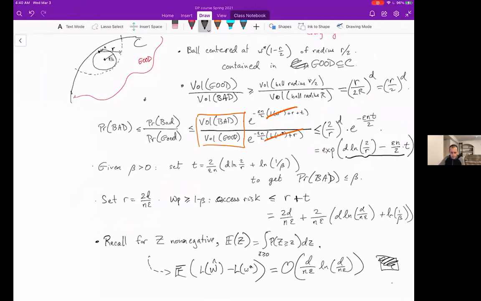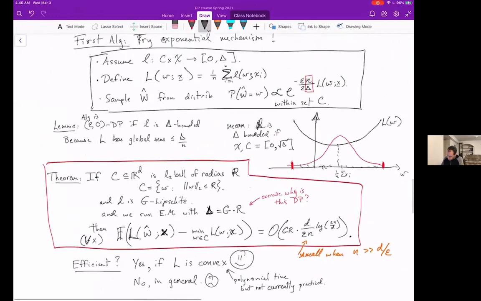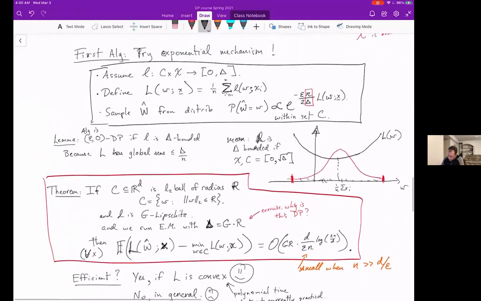Something weird happened in the recording. Hopefully it'll be okay. So we're done with this proof. What have we shown? We've shown that if we do this exponential mechanism idea, we actually get a reasonably good solution to this general continuous optimization problem. And in the next lecture, we'll see other approaches to this problem.